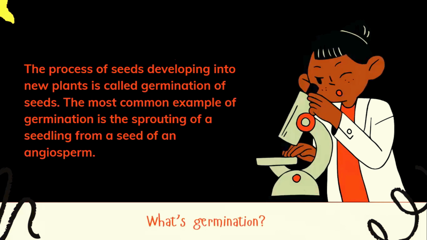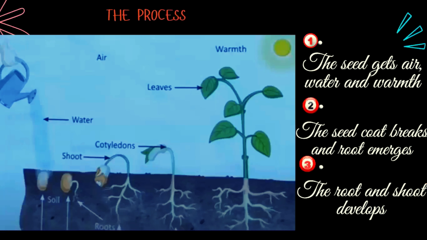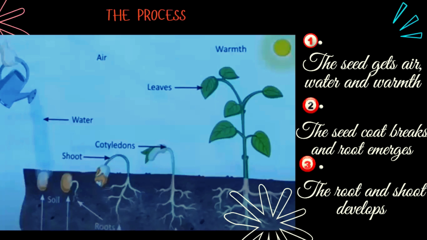So firstly guys, the process of a seed developing into a new plant is called germination. The simple process of the baby plant growing into a beautiful plant or a beautiful tree is called germination. A very easy definition, but the process is something that you all should know because that can come in the exam and has high chances.